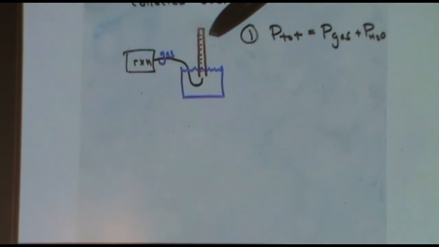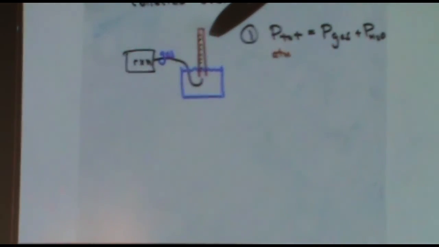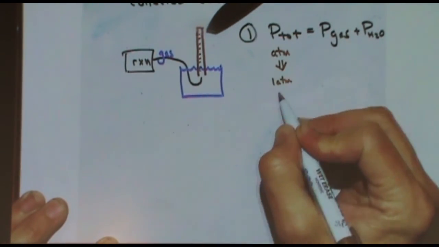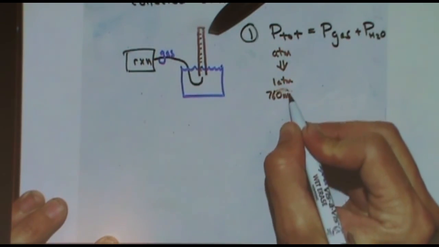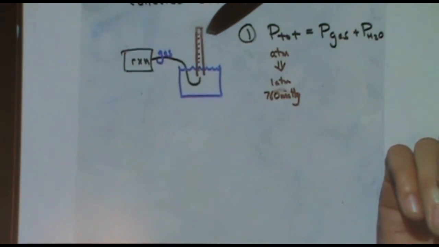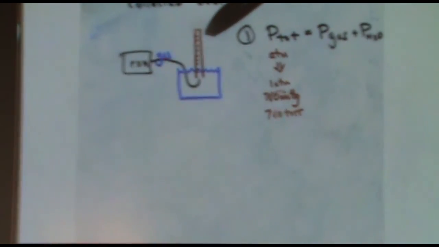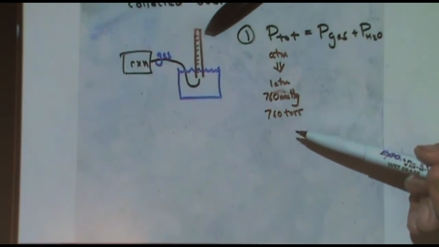P total is just atmospheric pressure. So this is from the atmosphere. If it's not given, then you use the units of atmosphere. So for example, in atmospheres this would be 1 atm. Or in millimeters of mercury, 760. What are other units? Torr, 760 torr as well. Etc. It's the atmospheric unit. So if they don't give you that number, you just use atmospheric pressure.